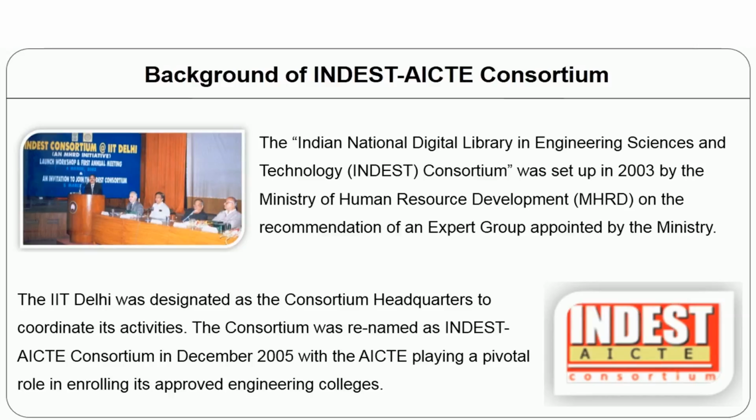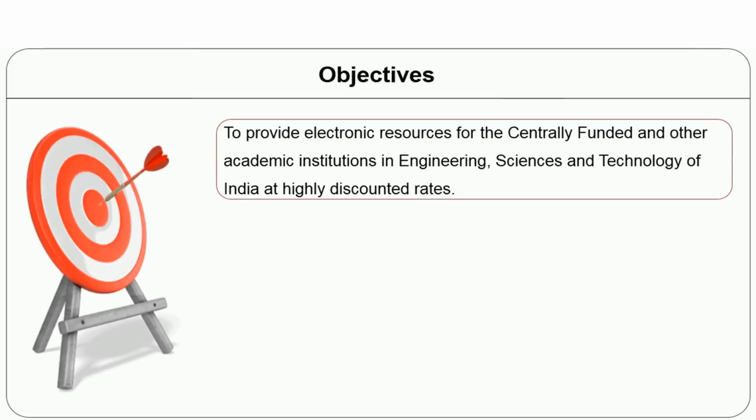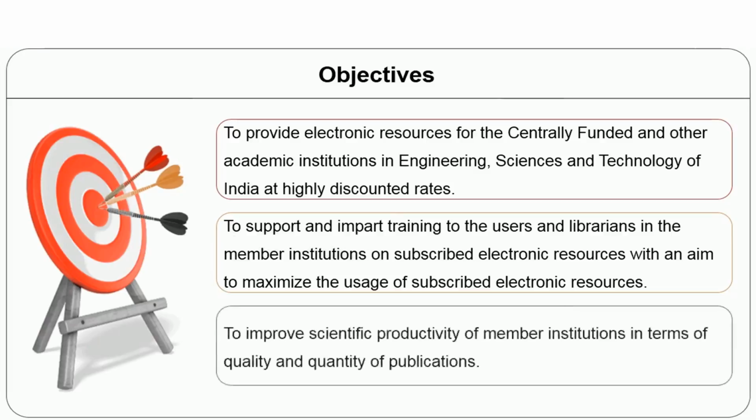The consortium was renamed as INDEST-AICTE consortium in December 2005, with the AICTE playing a pivotal role in enrolling its approved engineering colleges. The main objective of the INDEST-AICTE consortium is to provide electronic resources for the centrally funded and other academic institutions in engineering, sciences and technology of India at highly discounted rates. To support and impart training to the users and libraries in the member institutions on subscribed electronic resources with an aim to maximize the usage of subscribed electronic resources, to improve the scientific productivity of member institutions in terms of quality and quantity of the publications.